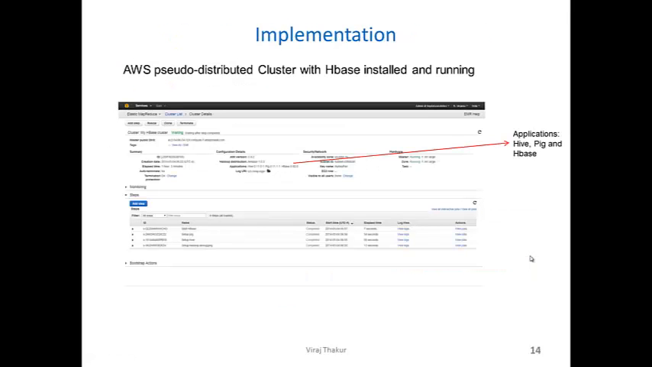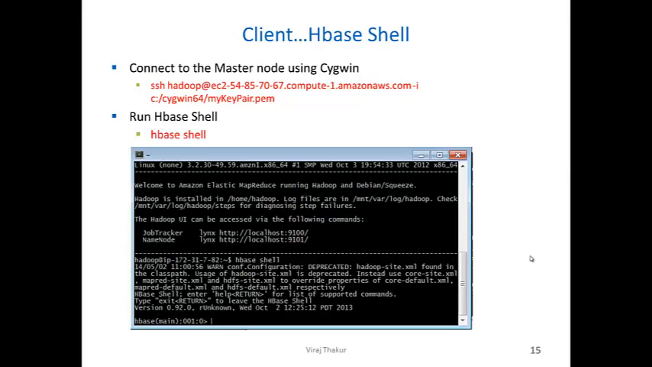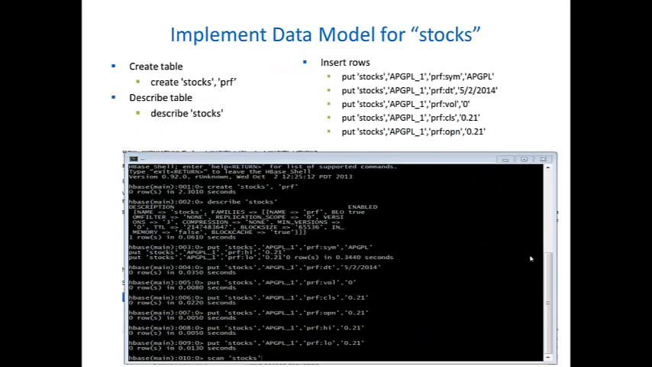To implement the model, I chose an Amazon Web Services cluster with HBase installed and running. To connect to the master node, I use Cygwin, and I run the HBase shell using the hbase shell command. To implement the data model, there are some simple commands like create table.